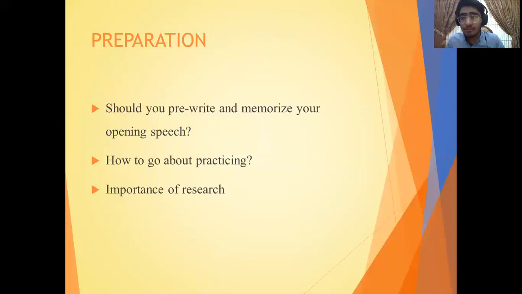So if you've pre-written a speech, if you've memorized the speech, but delegates before you have said the same thing, you need to be well researched enough to come up with newer solutions, newer issues on the spot that you can include in your opening speech, and then you can deliver effectively.